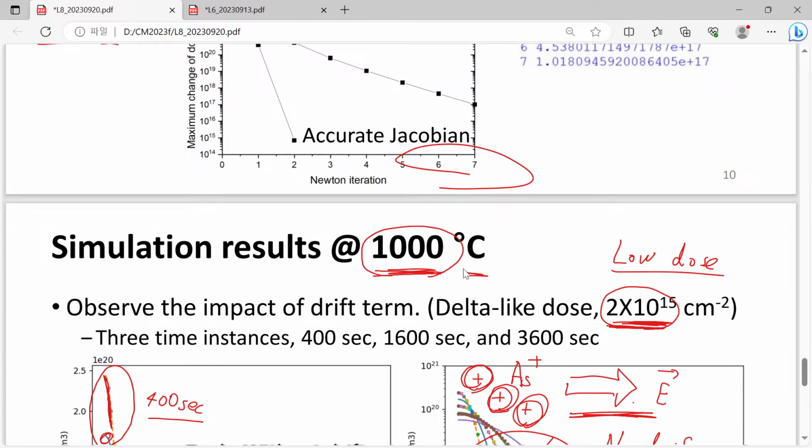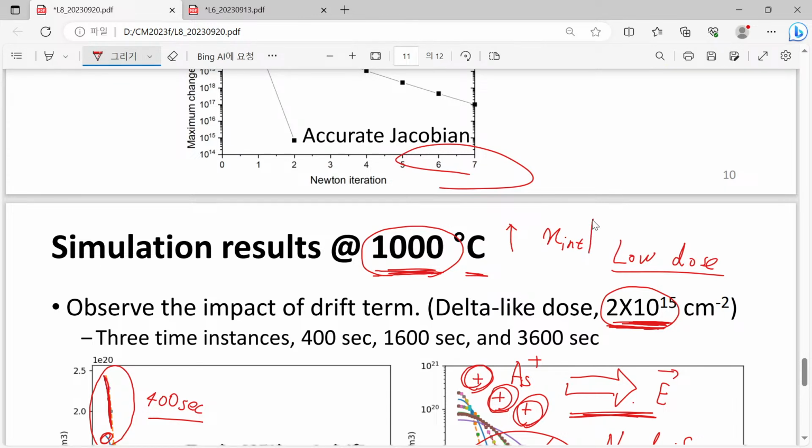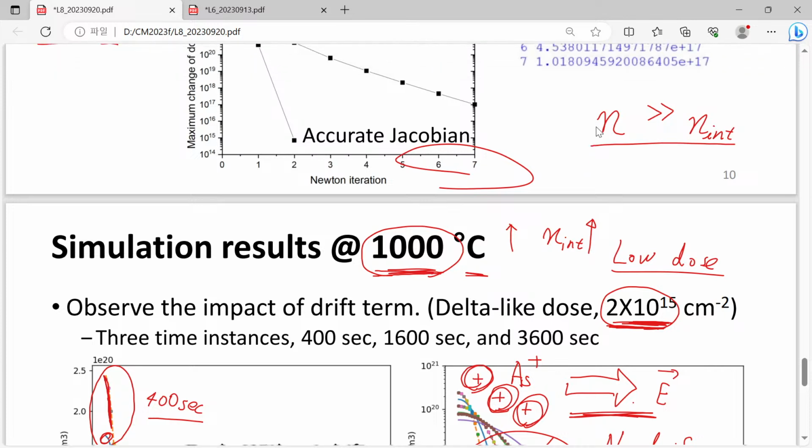Why do we have this kind of conditions? When we have too high temperature, then intrinsic carrier density is too high. So the condition we wanted to observe in this case is that our N value is larger than intrinsic carrier density. In this case, we can have the built-in field inside it. But if we have a 1100 degree case, then intrinsic carrier density increases quite a lot.